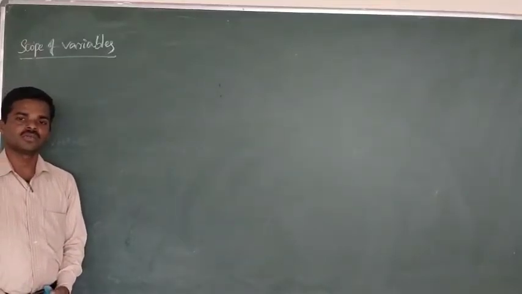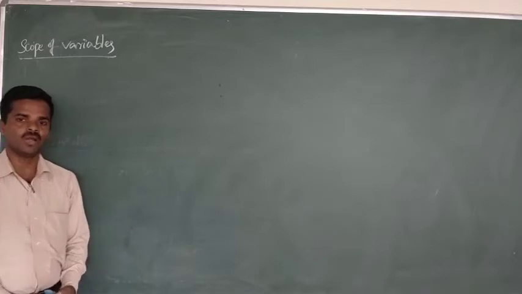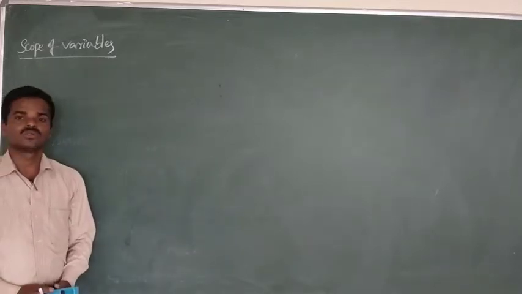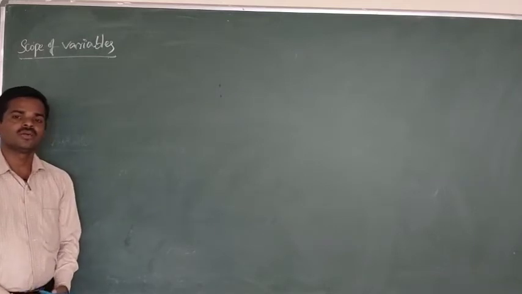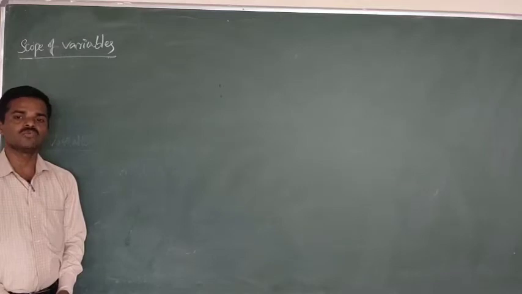In the last session we discussed variables in Java: how to declare and use variables in a Java program. Today's session we are going to see the scope of variables. What are the different variables we are going to use in a Java program, and what is the scope of those variables?